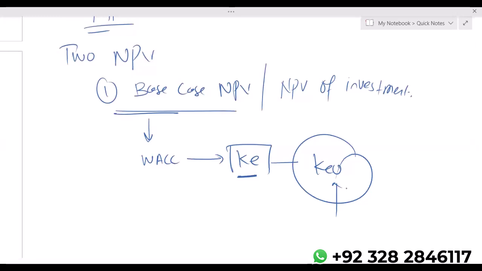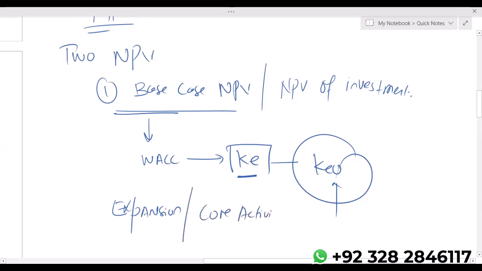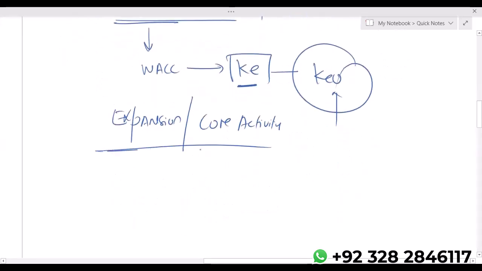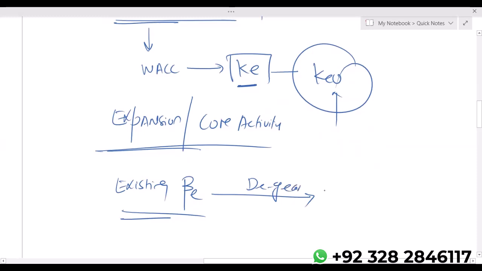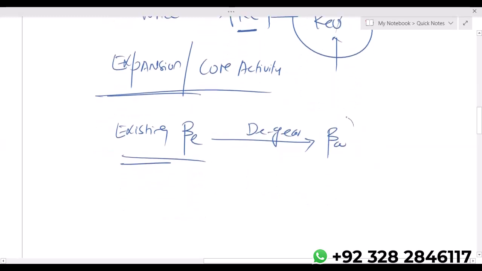And one more thing, when we are assuming the project is 100% equity financed, now try to understand. Either there is an expansion, meaning making investment in core activity. What are you going to do? I will take the existing equity beta of our own company and convert that to beta asset. And logically, this beta asset will be used in the capital asset pricing model to calculate KE.